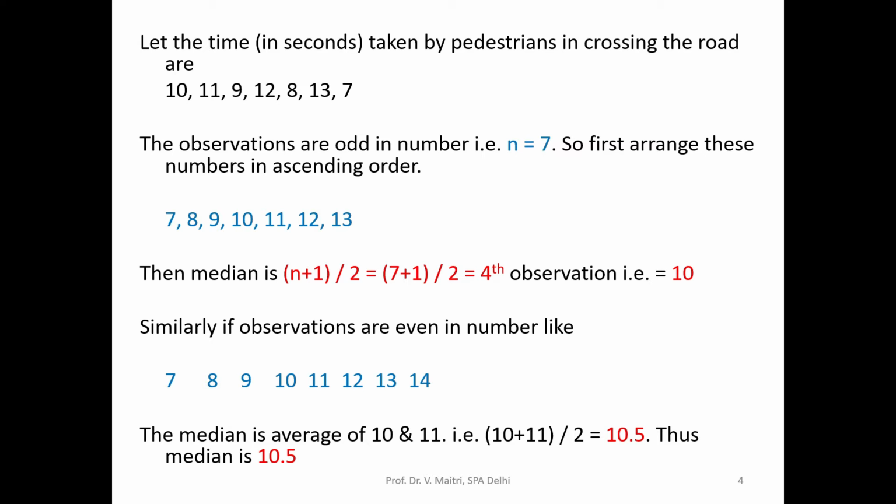Otherwise, if the data is small, you can do it yourself by looking. But if the data is large, if in place of these 7 values there are 70 values, then you cannot do it like this. Then you have to use this formula (n plus 1) by 2.